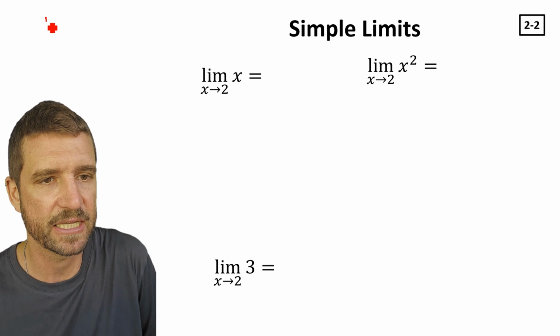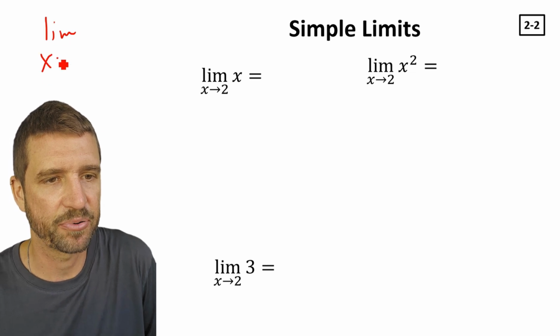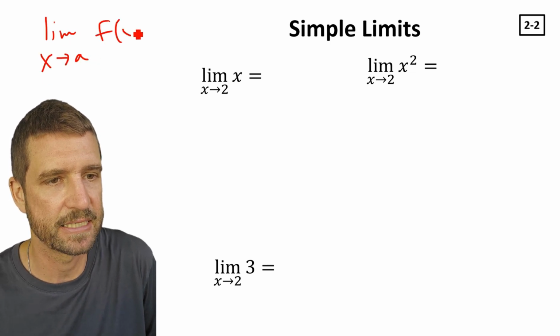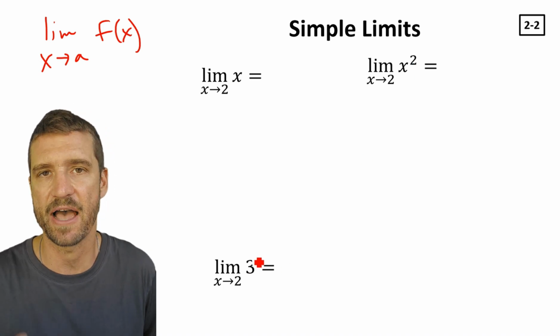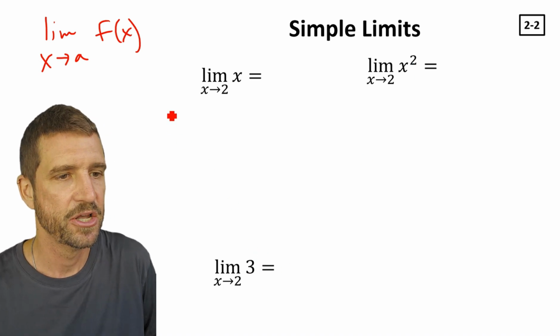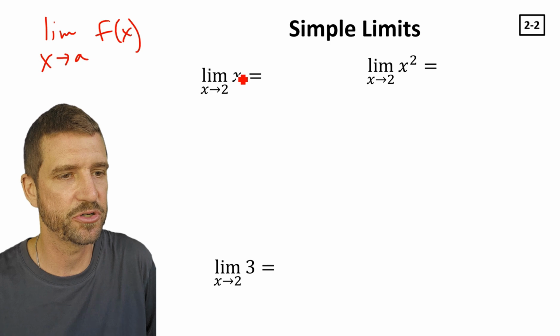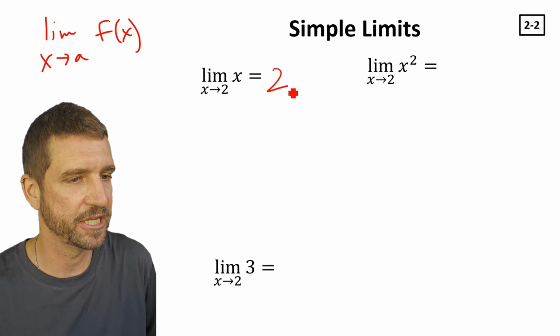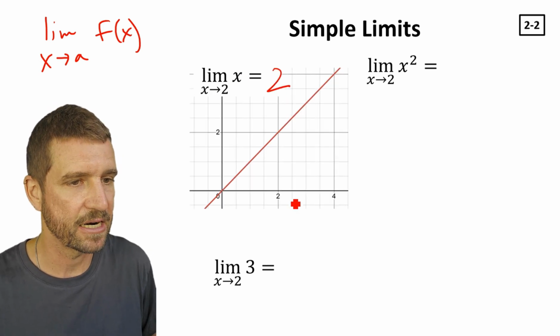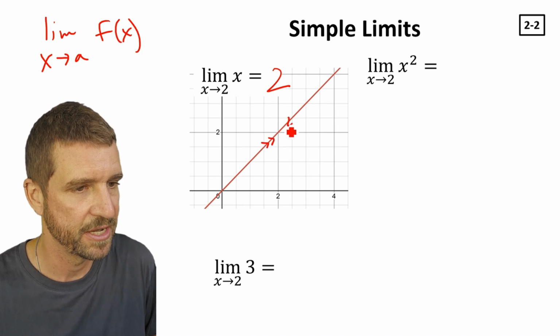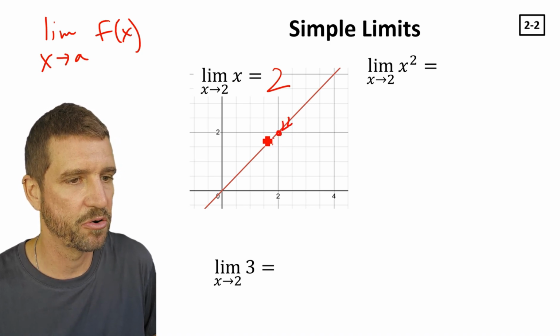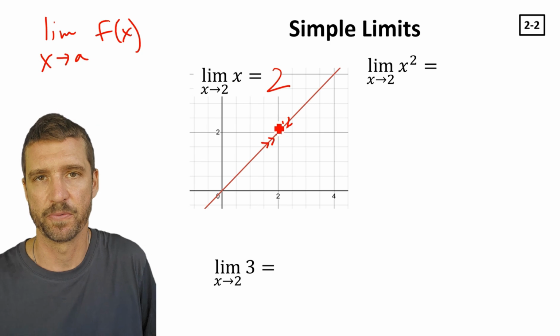Remember, normally it's the limit as x approaches a of f of x. So this x squared and this 3 are just f of x in each case. For the first one, the limit as x approaches 2 of x, I just plug in 2. And you can see here's the graph: the limit as x approaches 2, here's from the left, here's from the right. You're approaching that value of 2.